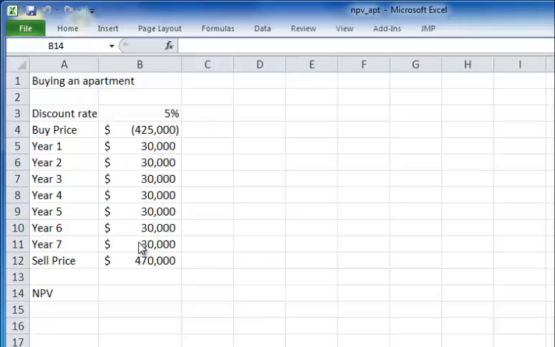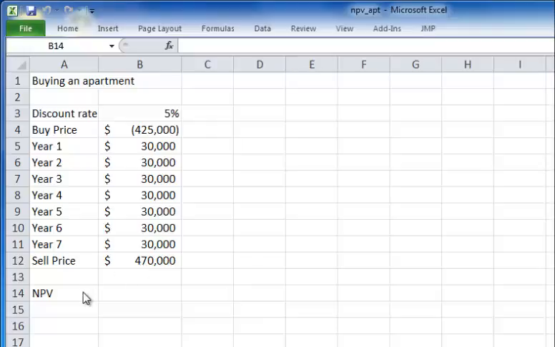And at the end of the 8th year, he's supposed to sell it, and the selling price is expected to be $470,000. Now the central question is, what is the net present value of this whole investment?